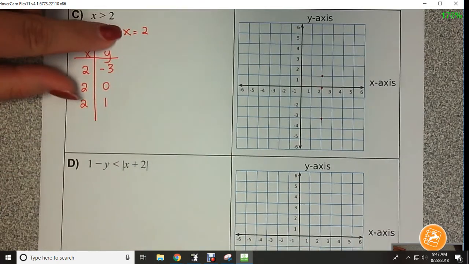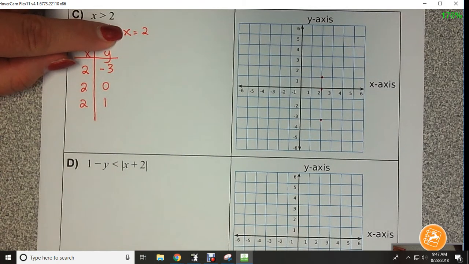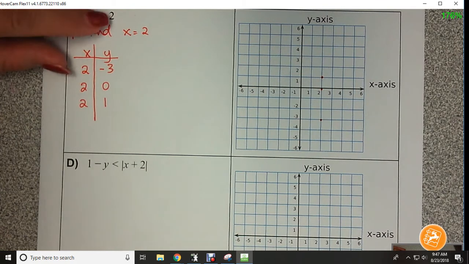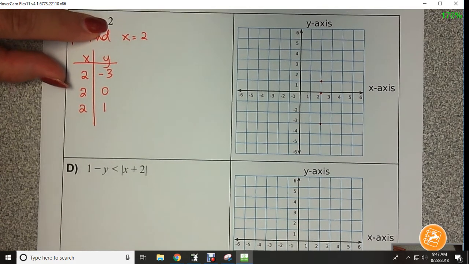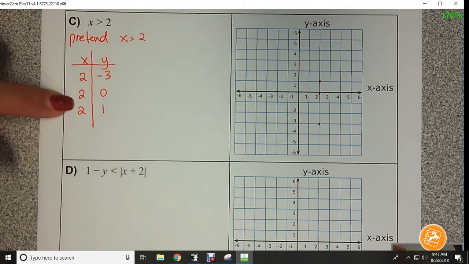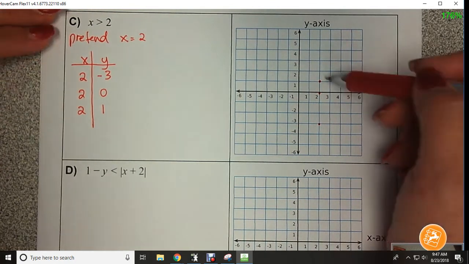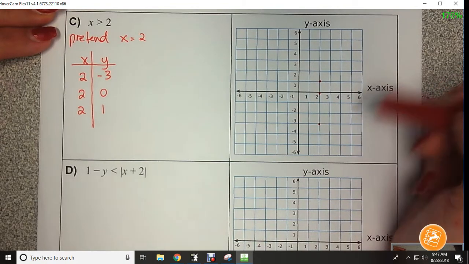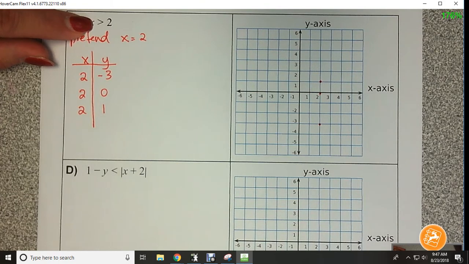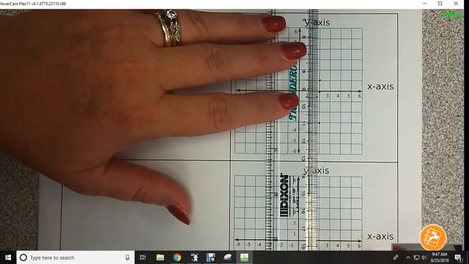Okay? When it is an x problem and there is no y, it is always going to be a vertical line. And it's going to touch the x-axis at that number. Okay? If you forget that, you can always make a chart like I did here. So now, I know what it's going to look like. Now I've got to decide, is it solid or dotted? Well, this just says greater than, so it's going to be dotted.